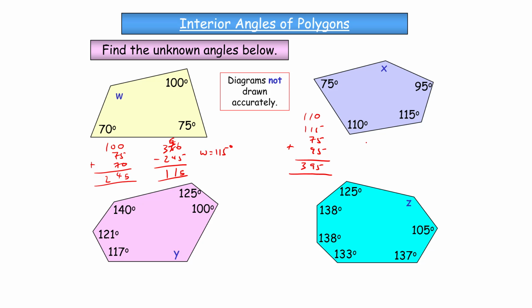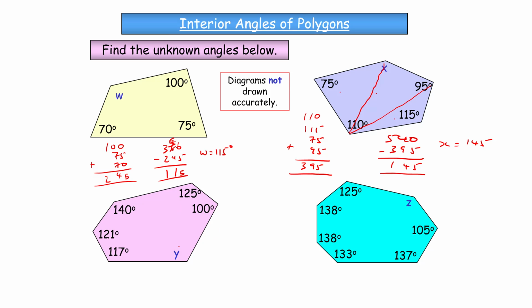And we take that away from... well, let's see, how many triangles can we form in here? 1, 2, 3. 3 times 180, so 540, take away 395, and that will give us, without a calculator, 145. So X equals 145. Same thing here, if we add up those angles, we should get 603.